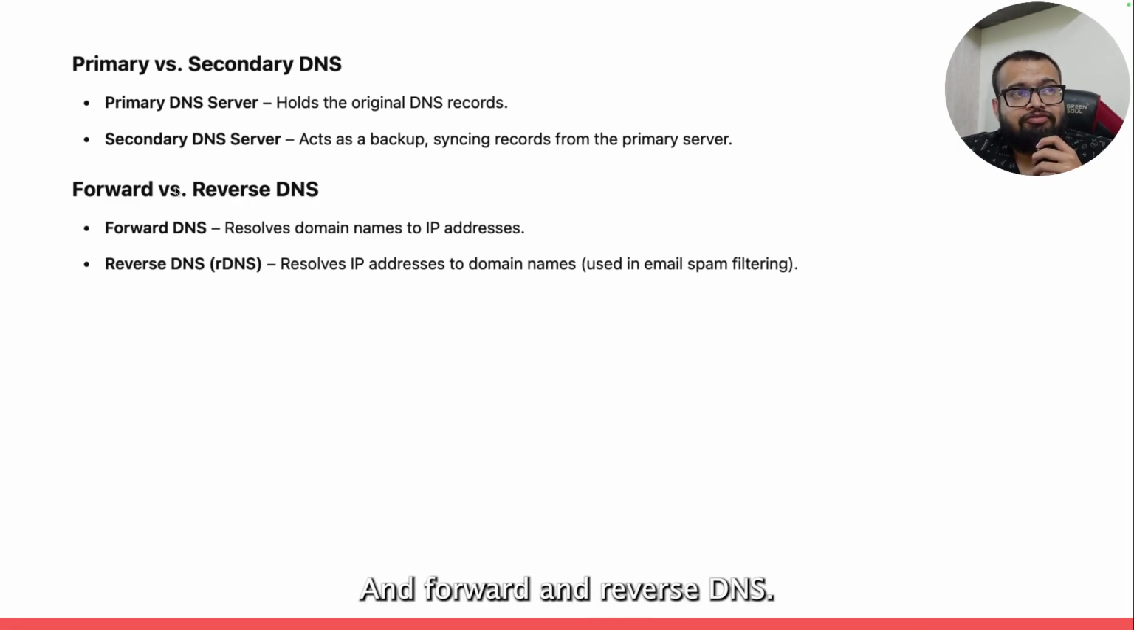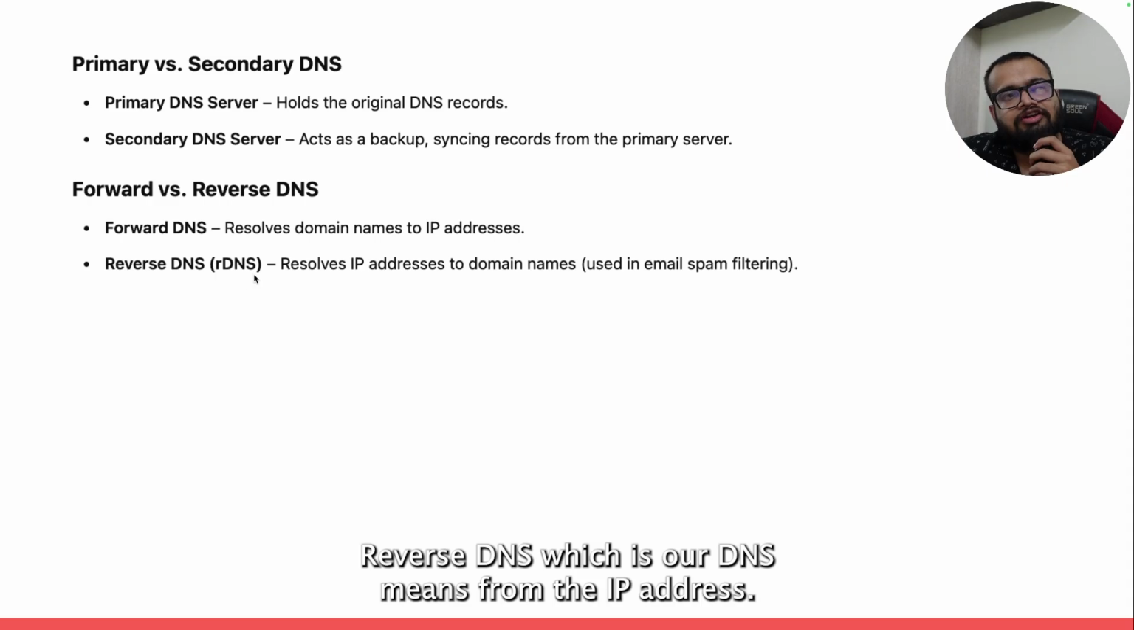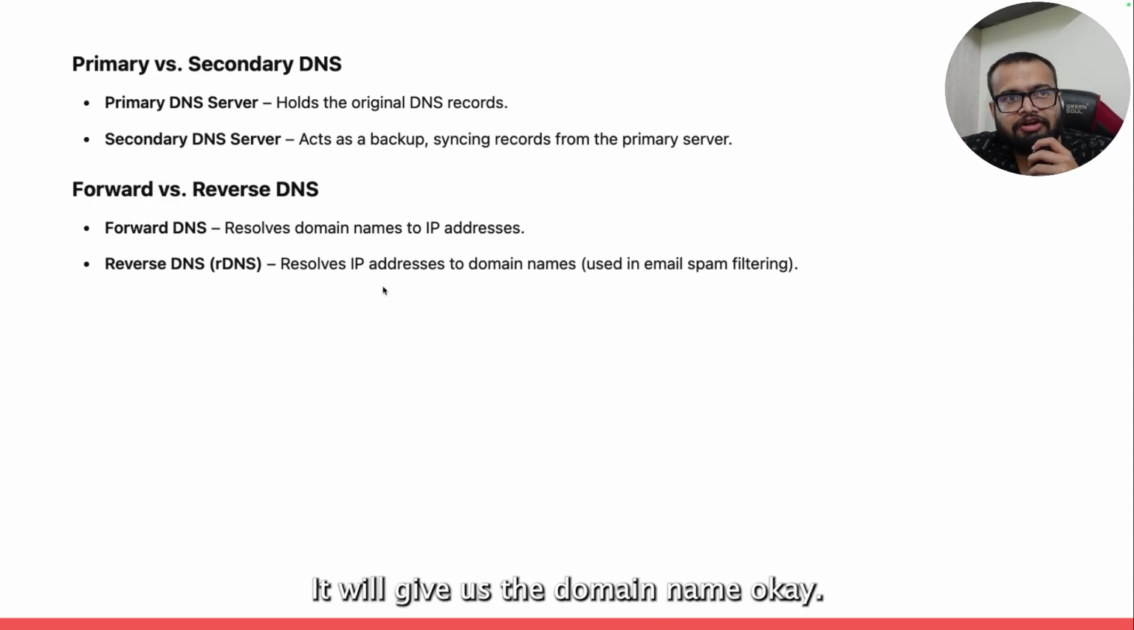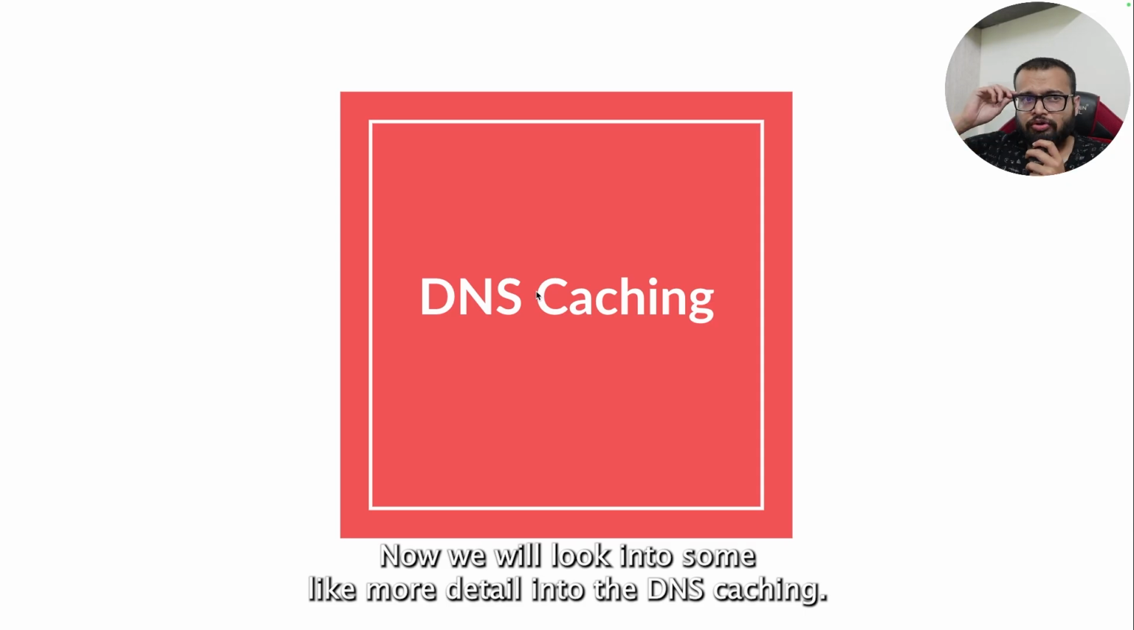And the difference between forward and reverse DNS. Forward DNS takes a domain name and gives us the IP address. Reverse DNS means from the IP address, it will give us the domain name. Now we will look into some more detail on DNS caching.